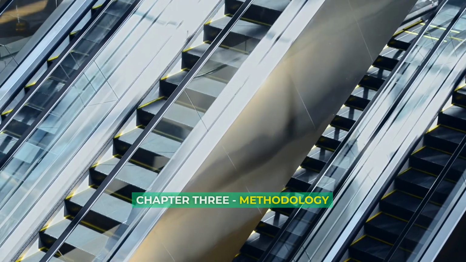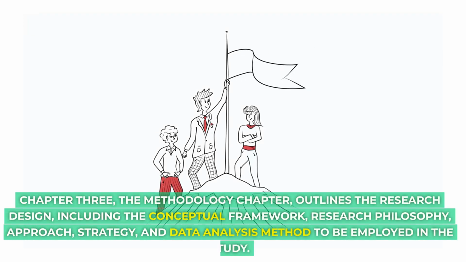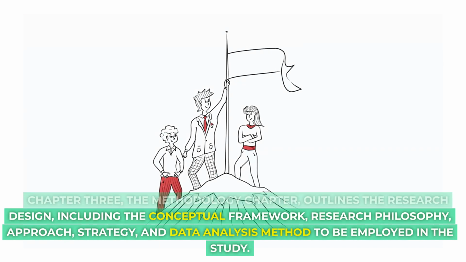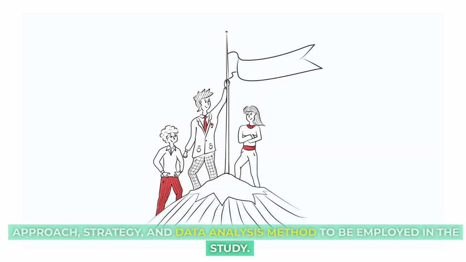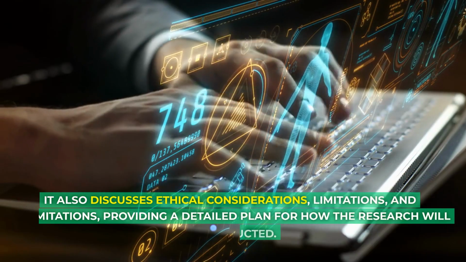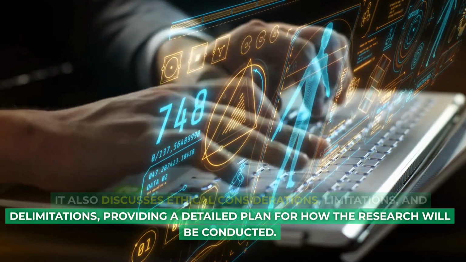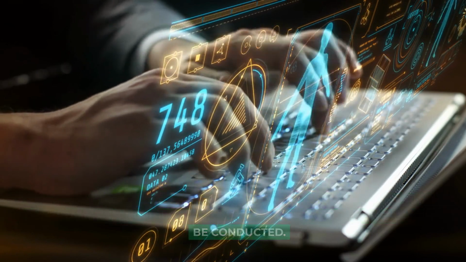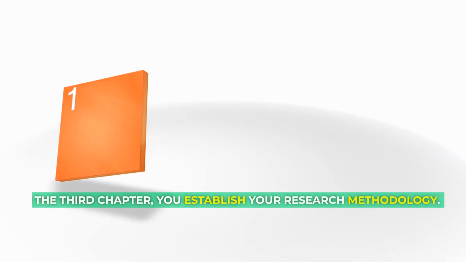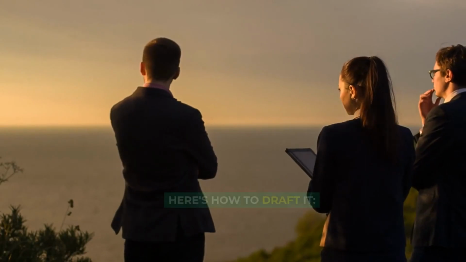Chapter 3 Methodology. Chapter 3, the Methodology chapter, outlines the research design, including the conceptual framework, research philosophy, approach, strategy, and data analysis method to be employed in the study. It also discusses ethical considerations, limitations, and delimitations, providing a detailed plan for how the research will be conducted. In the third chapter, you establish your research methodology. Here's how to draft it.